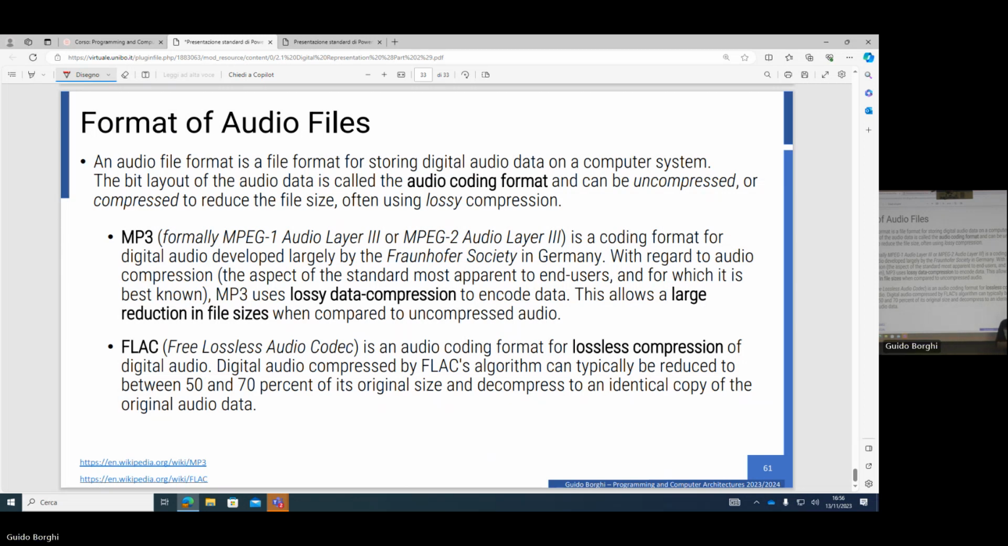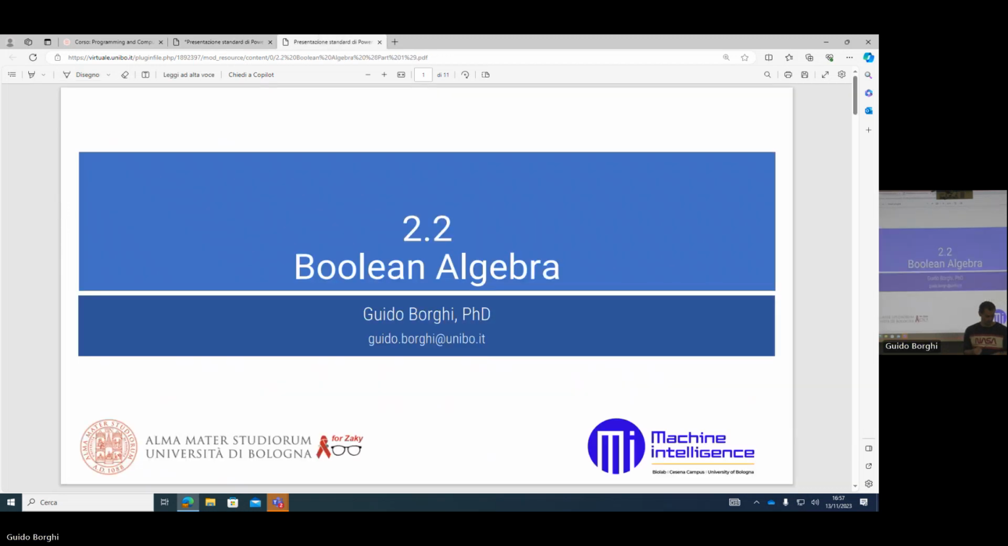Questions? No? Okay, if there are no questions, maybe we can have a 5 minute break, and then we can have the second part. We have 11 new slides about Boolean algebra, which is the new topic of the second block, 2.2. Boolean algebra is quite a strong topic, so it's better to have a 5 minute break, and then we can move forward.